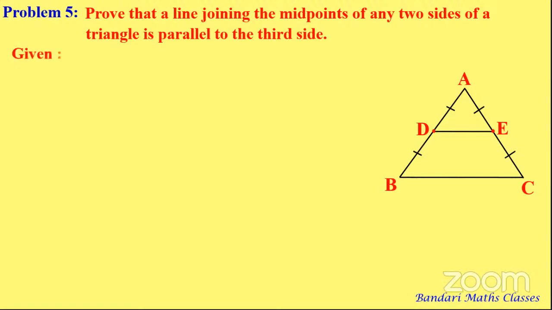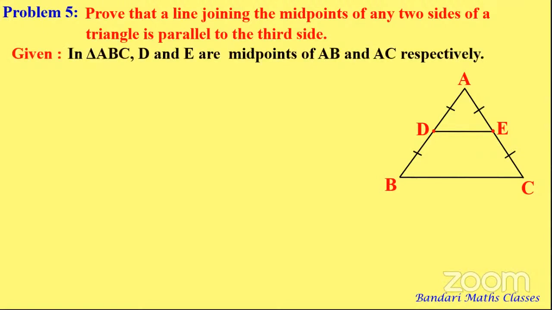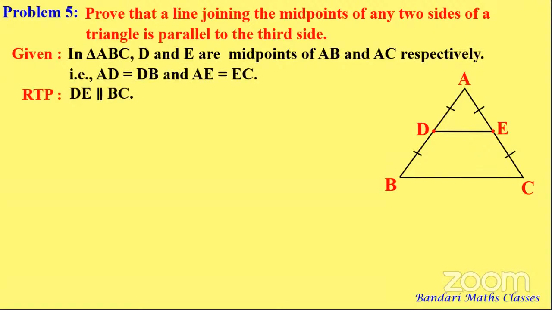Okay. Given data, then required to prove: DE is parallel to BC. D and E are the midpoints of AB and AC respectively. When they are the midpoints, AD is equal to DB, AE is equal to EC. It is very clear.